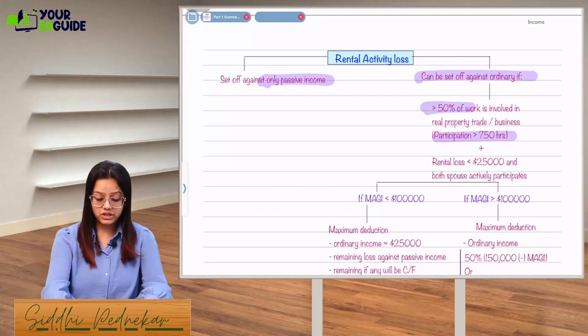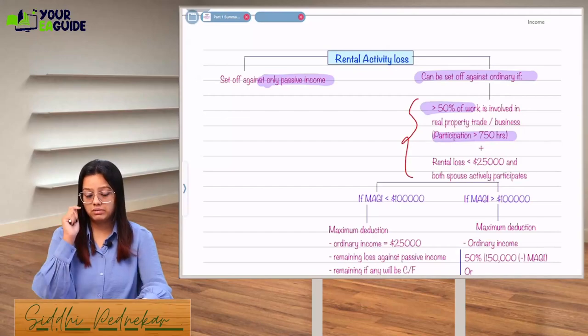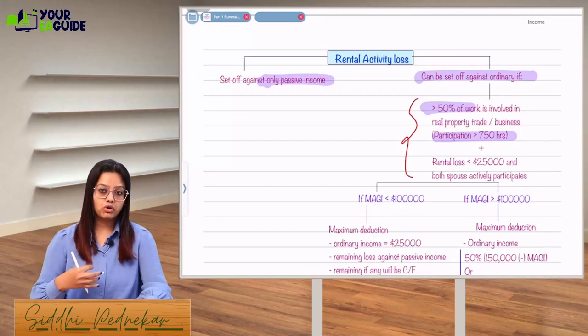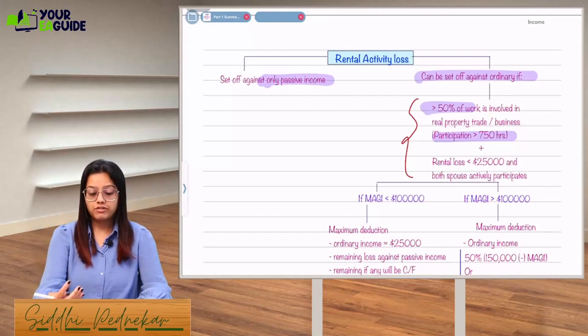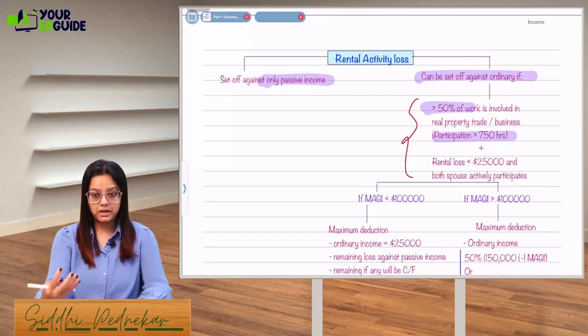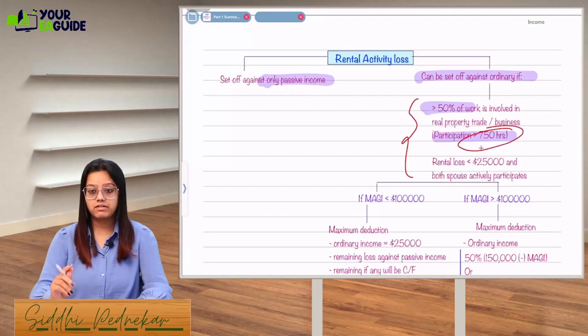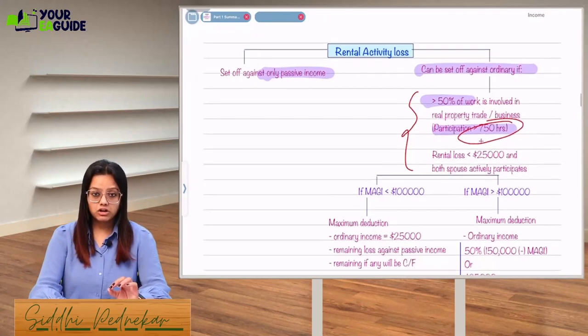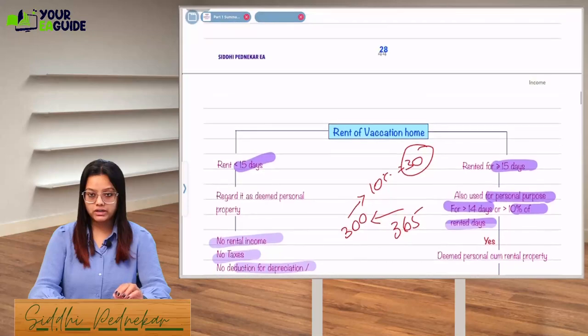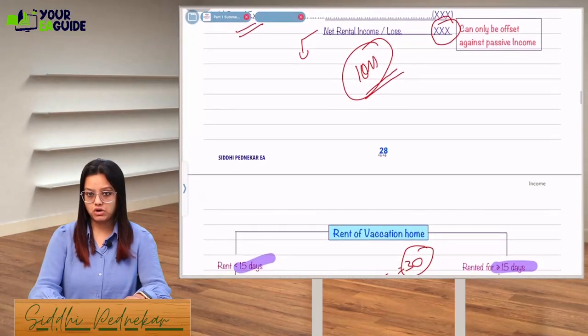But the condition is, you have to see this condition. There will be one question on this. They will provide you a lot of conditions. You have to check whether you are devoting more than 50%, 50% of work is involved in real property and your participation is at least 750 hours. Plus, the loss, when you calculate this, has to be less than 25,000.